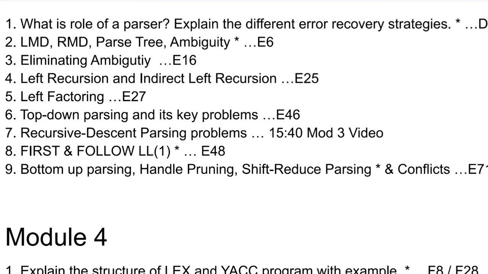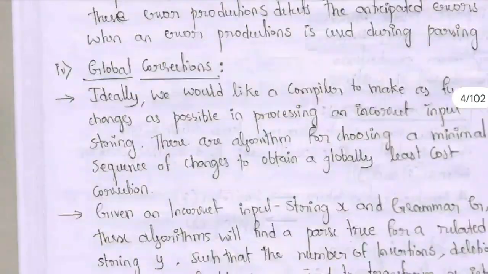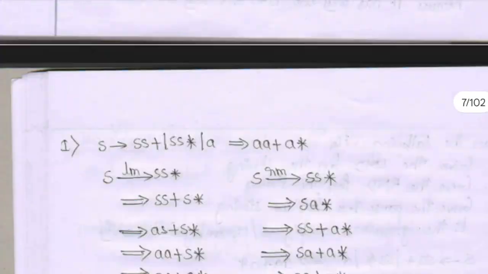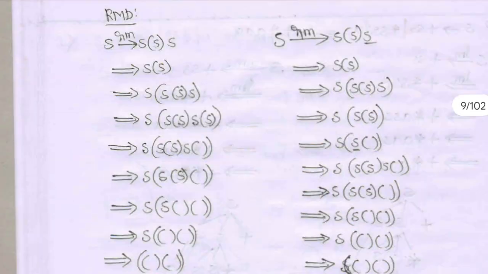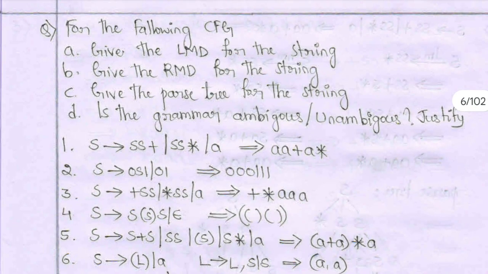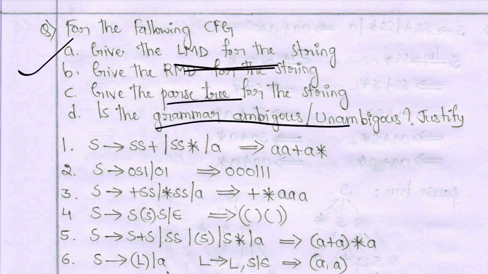So what you can expect is, let's see page number 6 here. There you can observe. Okay, so on page number 6 we have this question type, one of the important questions: give the LMD and RMD for the string as well as the parse tree, and we have to say if the grammar is ambiguous or unambiguous. 4 things we have to do.